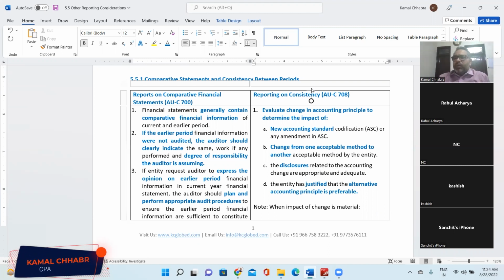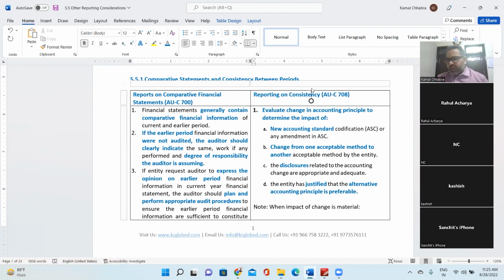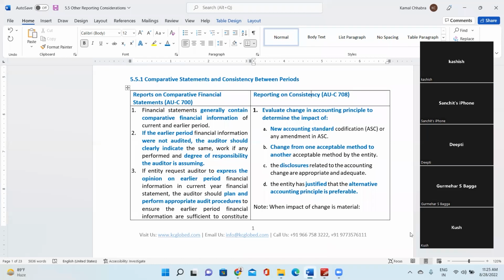Some of you might have worked on ASC 606 or 842 or maybe 326 or maybe any IFRS implementation program or Ind AS implementation program if you guys have any experience. Any of you have experience working on change in accounting standard impact? Nimisha, Kush, Dipti, you guys would like to share your experience?